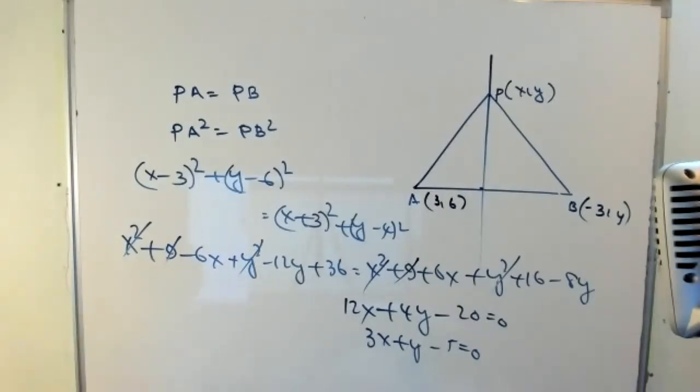So P x comma y, A 3 comma 6. What is the distance? Root of x minus 3 whole square plus y minus 6 whole square. Then PB is root of x plus 3 whole square plus y minus 4 whole square. Squaring, the root sign is gone. Simplify, you get this one.